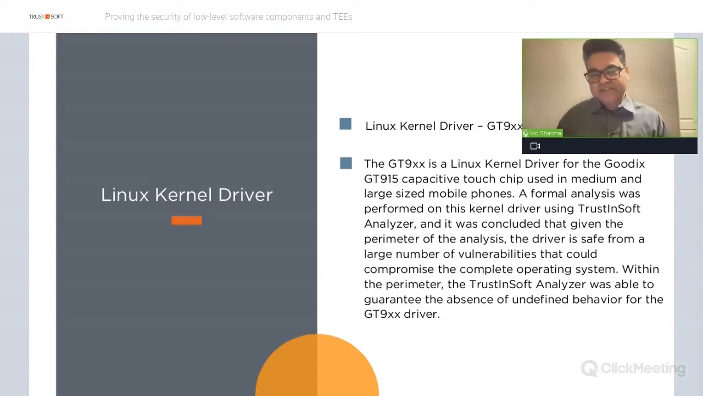This third example is a Linux kernel driver for the Goodix capacitive touch chip, which is widely used in mobile phone devices. Here, a formal analysis was performed on the kernel driver using the analyzer, and within the perimeter of the analysis, the tool was able to assess that the driver is secure from a large number of vulnerabilities that could compromise the complete OS.